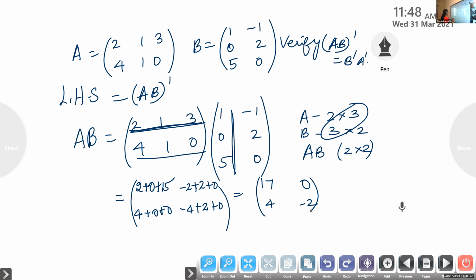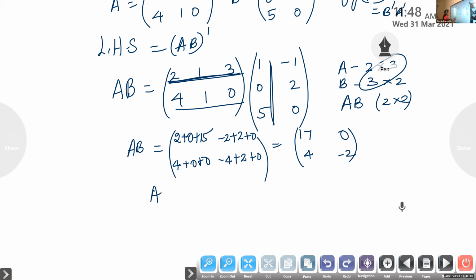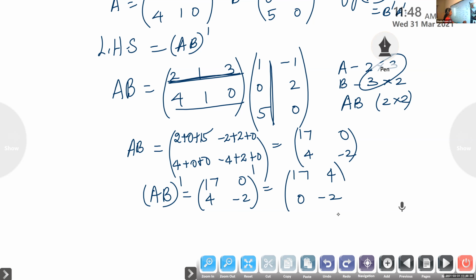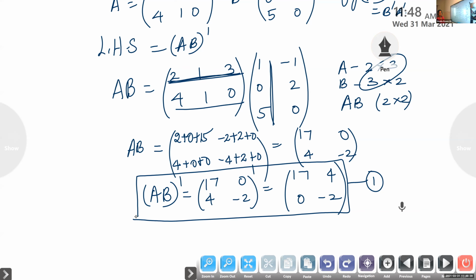This is AB. So now we want AB the whole dash. What is AB the whole dash? We want to take the transpose, isn't it? So 17, 0, 4, minus 2, the whole dash, which is 17, 0, 4, minus 2. Name this as equation 1. So this is AB the whole dash. This is the LHS.